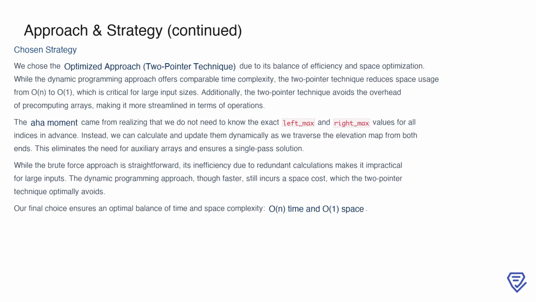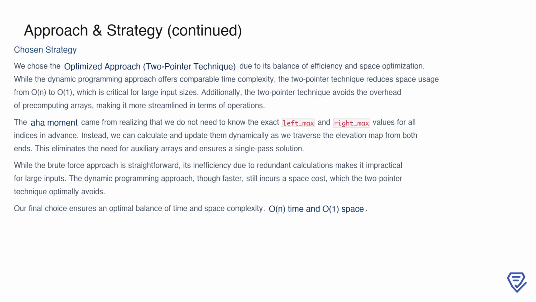Ultimately, we chose the optimized two-pointer technique as our final strategy due to its balance of efficiency and space optimization. While the dynamic programming approach achieves comparable time complexity, the two-pointer technique reduces space usage from O(n) to O(1), which is especially critical for handling large inputs. This method also avoids the overhead of pre-computing arrays, making the process more streamlined.